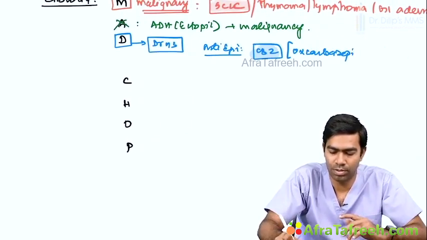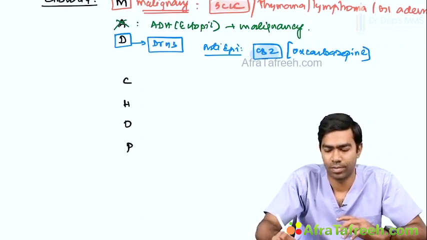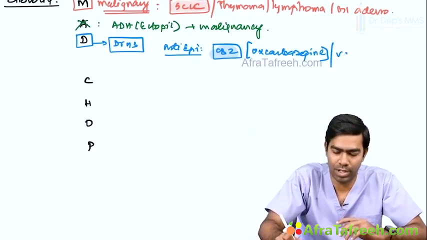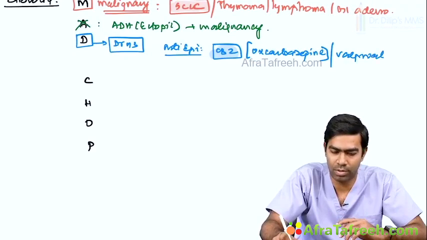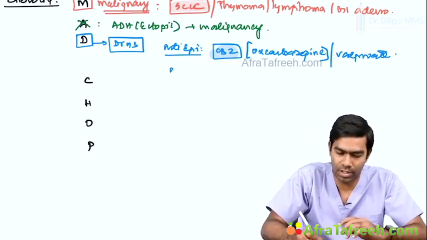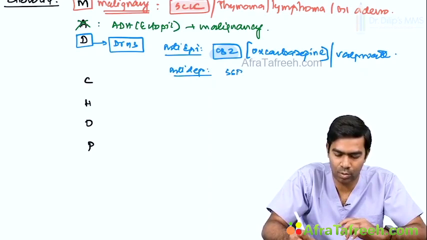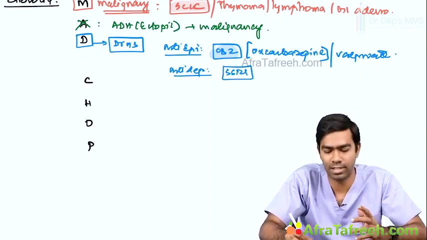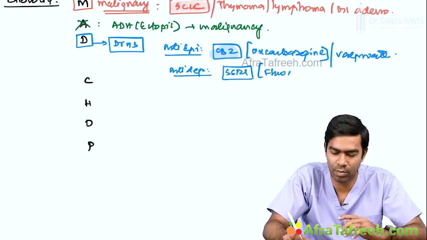can also produce SIADH. Apart from that, valproic acid, that is valproate, can also produce SIADH. Then a lot of other drugs, antidepressants, can produce it, especially SSRIs. I don't know why the MLE people like these SSRIs. This is an MLE favorite, especially the drug called fluoxetine.